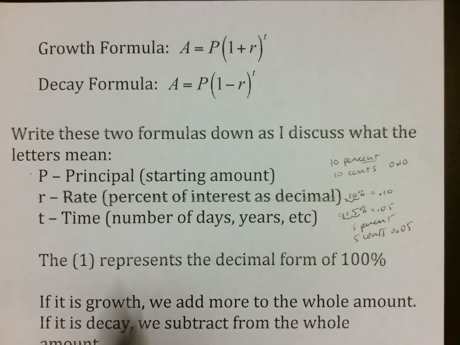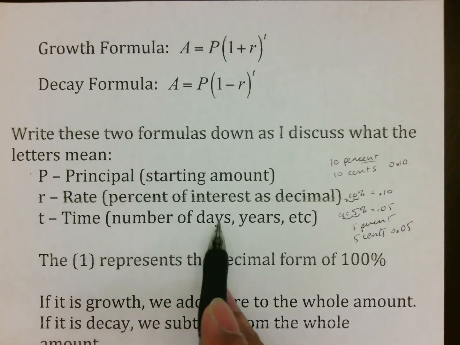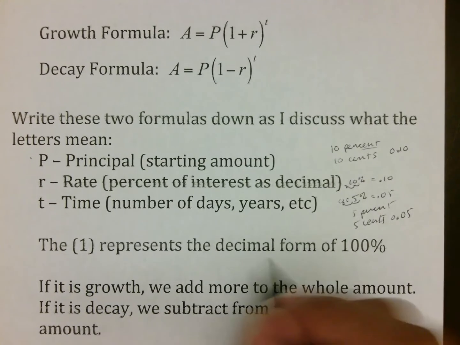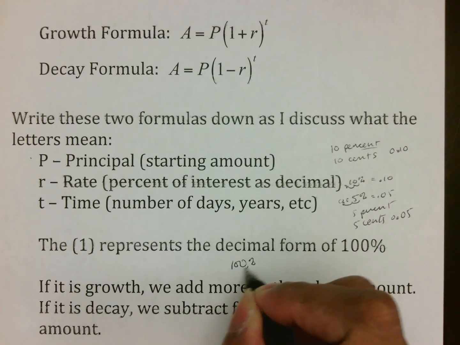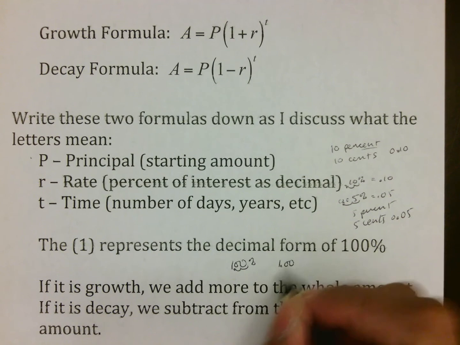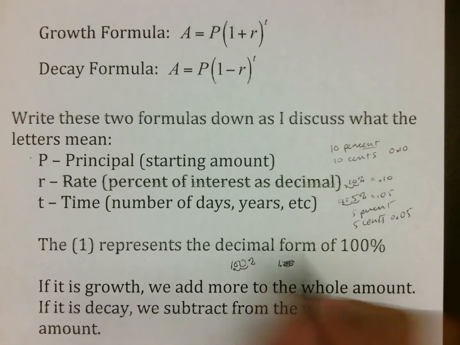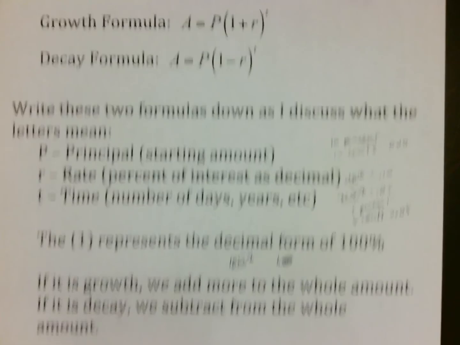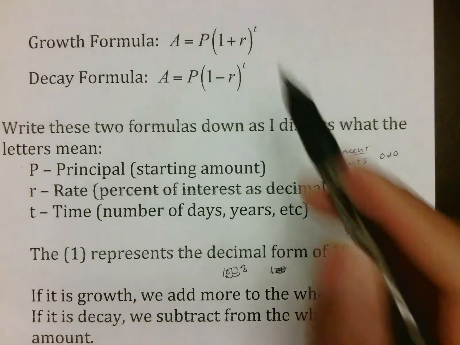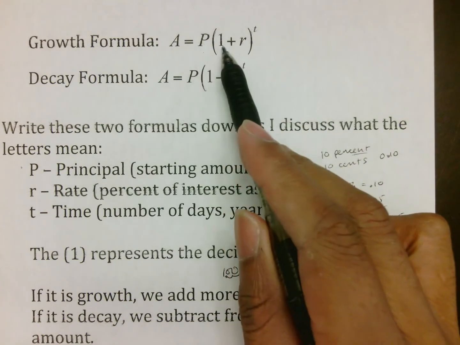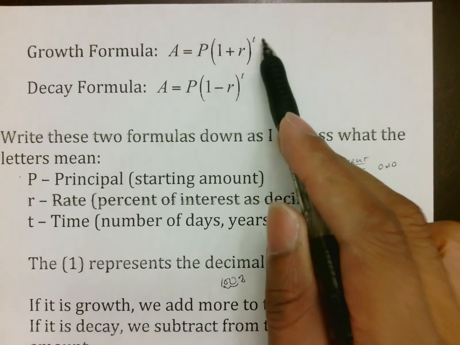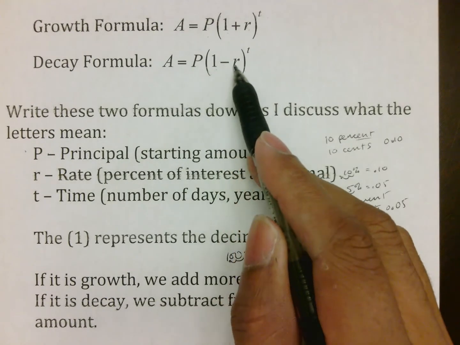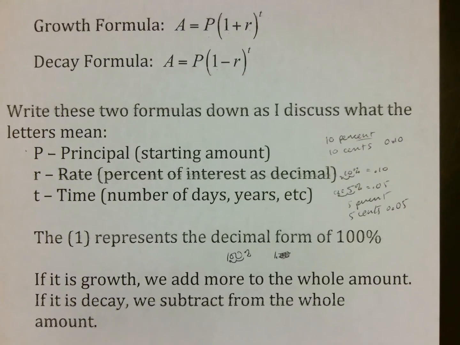The T represents the time, which could be days, years, anything they're talking about, and the 1 represents the decimal form of 100%. If you think about it, 100%, move the decimal over, you end up with 1.00. There is no need to write the 00, so the 1 in this problem means that we are starting from the number 1. If it is growth, which is what we're talking about here, that is why we add more to the whole amount. So your principal is the whole amount plus a little bit more over a certain amount of time. If it's decay, then we take the whole amount minus a certain percentage over an amount of time. So that is where you get your growth and decay from.